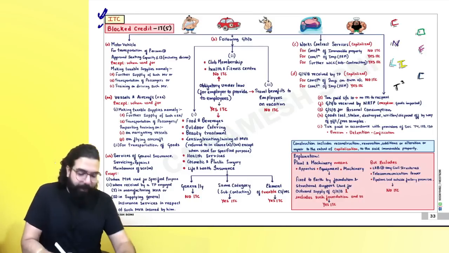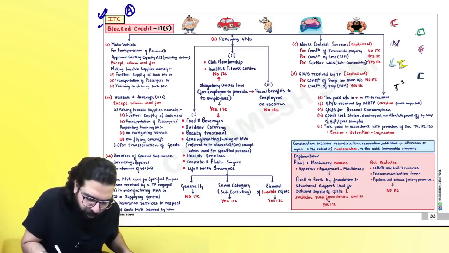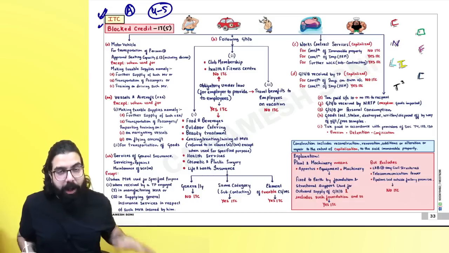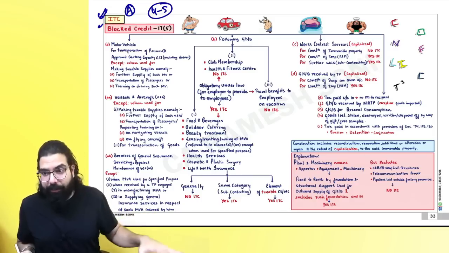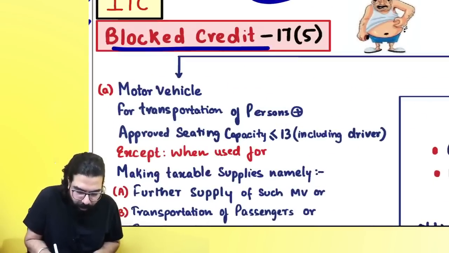But block credit is very, very important from an exam point of view. 100% A graded, 4 to 5 marks you can expect. Sir, very important part. A big question can come, or an individual question can come. Let's go ahead and do it now. Everyone, block credit. What is block credit?